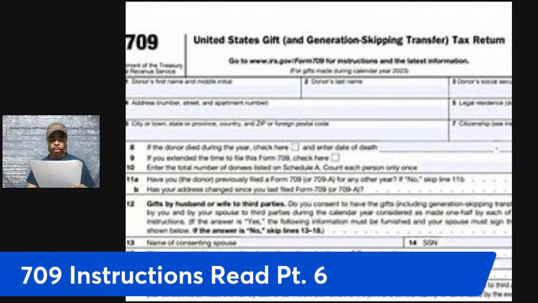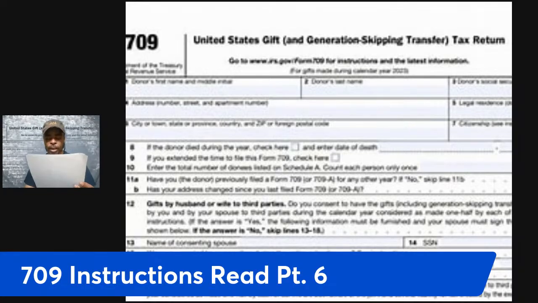Part 2. Tax computation. Part 1 of Form 709. Lines 4 and 5. To compute the tax for the amount on line 3 to be entered on line 4. Add the tax amount on line 2 to be entered on line 5. Use the table for computing gift tax.